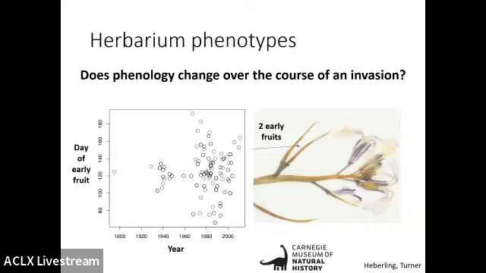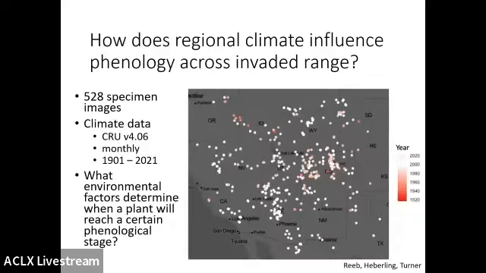Now, the best thing about this type of data is that it's completely non-destructive, like no ripping of leaves off required, and it's remotely accessible. So if an herbarium has scanned an image of a specimen, we can use it. And one of the things you can do with this type of phenotypic data in a temporal context is ask questions about the abiotic environment that produce these plant phenotypes. So we're asking, how does regional climate influence phenology across the invaded range in the species?